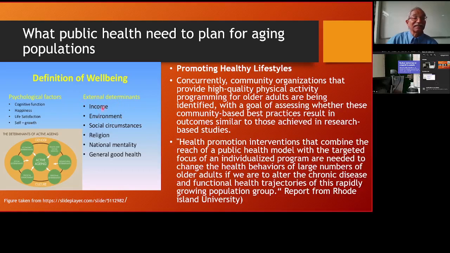And then the external determinants are income, environment, social circumstances, religion, national mentality, and general good health. So these are the definition of well-being. And you have to promote this through different types of programs, and religious organizations can play a major role in this.